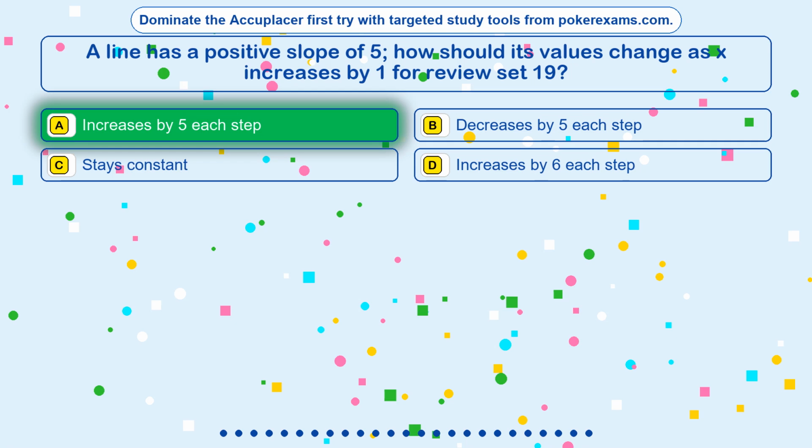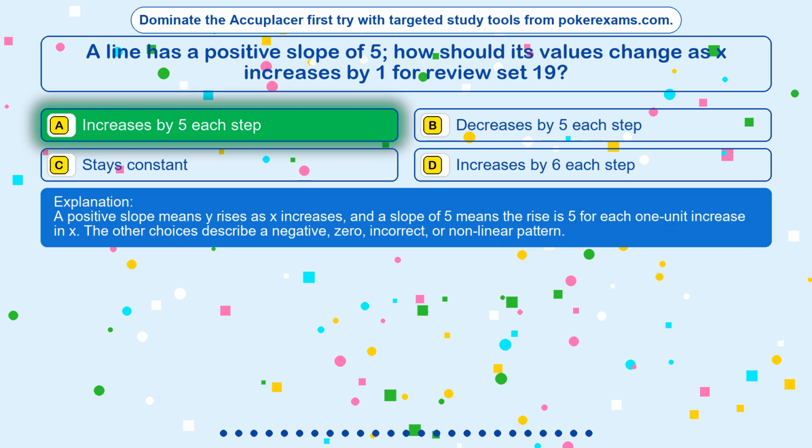The correct answer is option A, increases by 5 each step. A positive slope means y rises as x increases, and a slope of 5 means the rise is 5 for each 1 unit increase in x. The other choices describe a negative, 0, incorrect, or nonlinear pattern.